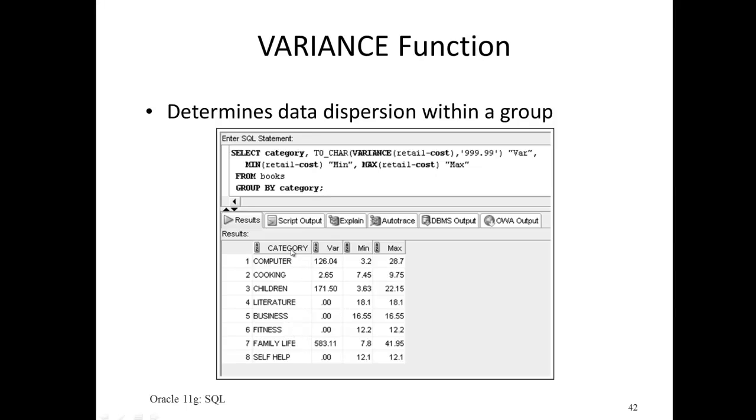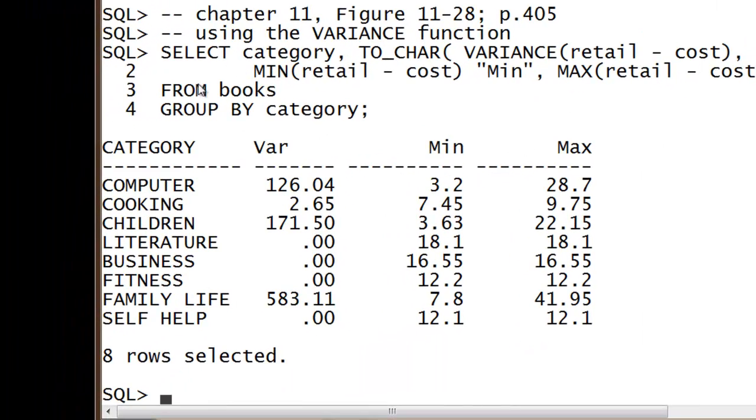Here are our categories. Computer, that's the range, how far the top is from the bottom. Quite a range. Here's the minimum, here's the maximum. Cooking, same type output. When I run that from the command line, I get very much the same results. Family life has gone just wild with a variance there. That'd be interesting to see why. And this concludes part 4.